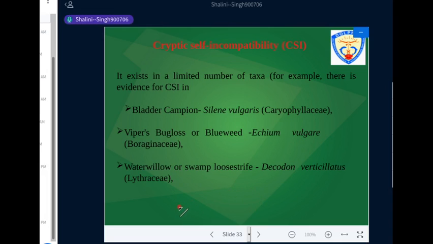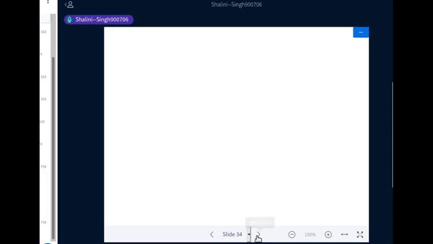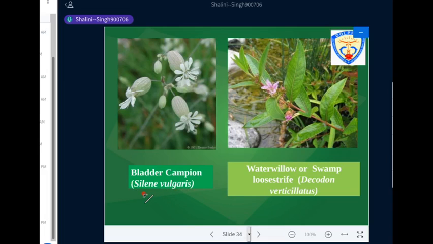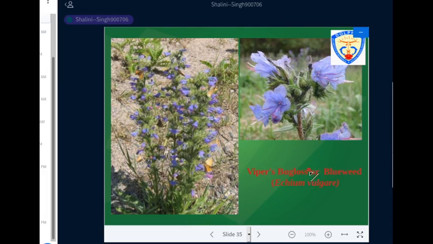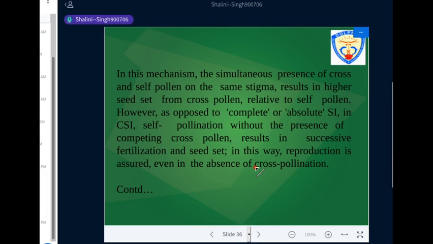Next is cryptic self-incompatibility. It exists in a limited number of taxa. For example, there is evidence for cryptic self-incompatibility in bladder campion, Silene vulgaris of Caryophyllaceae family, viper's bugloss or blue weed, Echium vulgare, and water willow or swamp loosestrife, Decodon verticillatus. This is bladder campion, water willow or swamp loosestrife, and this is viper's bugloss. These three plants have cryptic self-incompatibility.